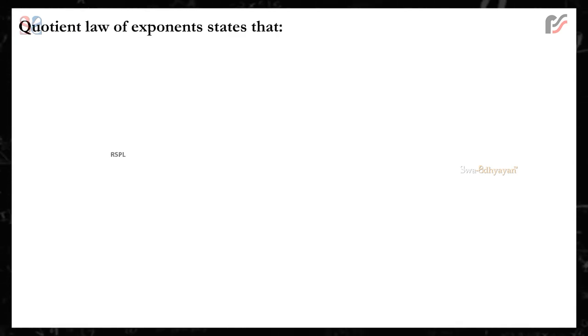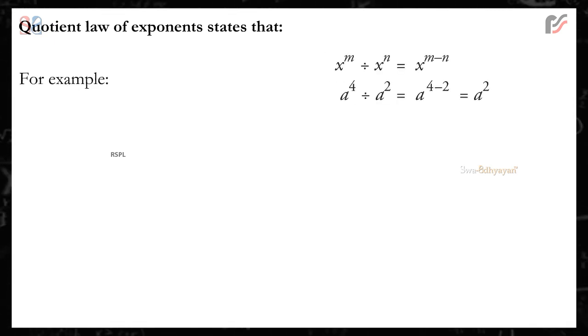The quotient law of exponents states that x^m divided by x^n is equal to x^(m−n). For example, a⁴ divided by a² is equal to a^(4−2), which is equal to a².